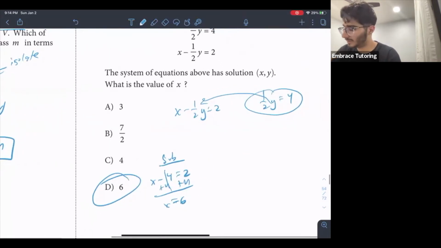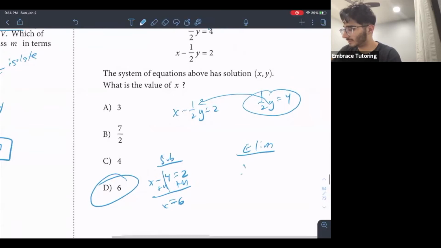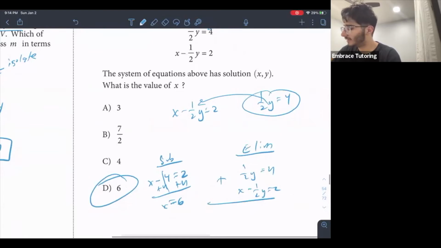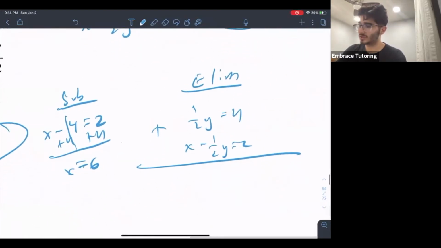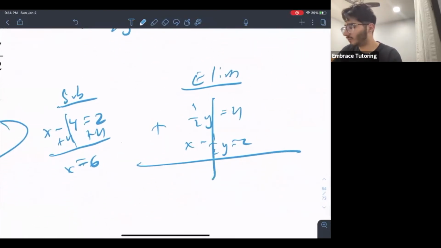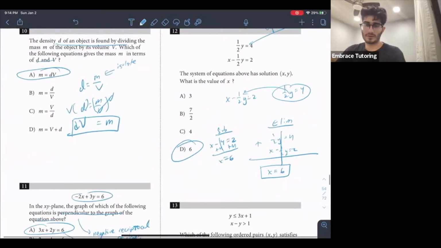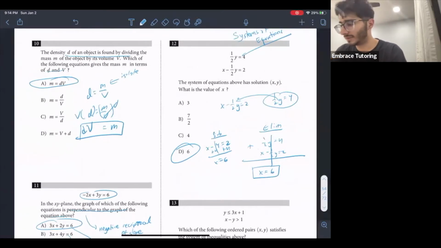Another way to solve it would be elimination. Let me write it down again just to make it easier for you to see. So now you can add both equations together to get rid of the 1/2 y's to get x is equal to 6. That's another way to solve it. I feel like that's an easier way because you don't have to substitute anything in, you just basically solve, but either way works. So 12 is choice D.